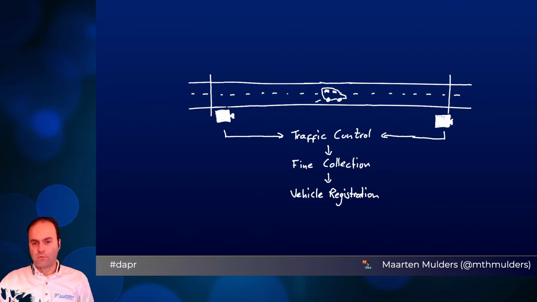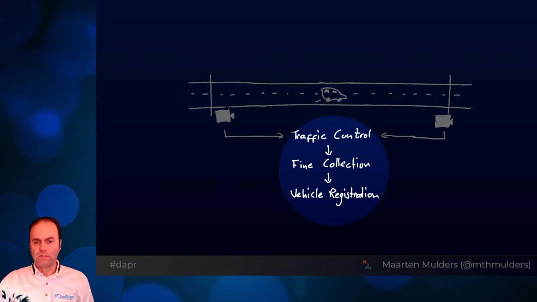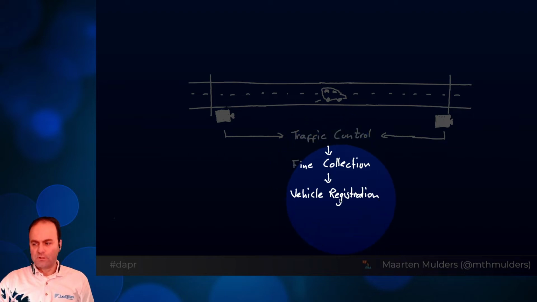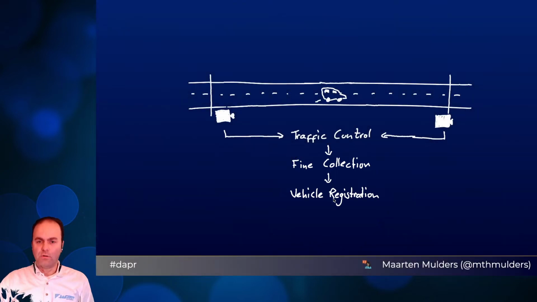But who is that driver? Well, for that it uses service invocation to actually fetch the vehicle registration using the license number, and it will get back the name and the email address of the person who registered the car.